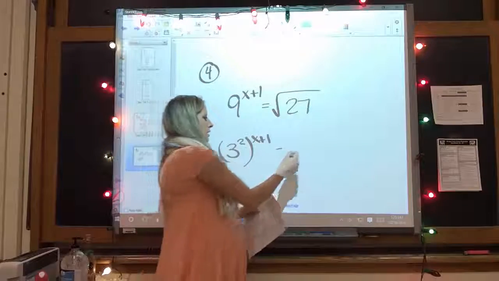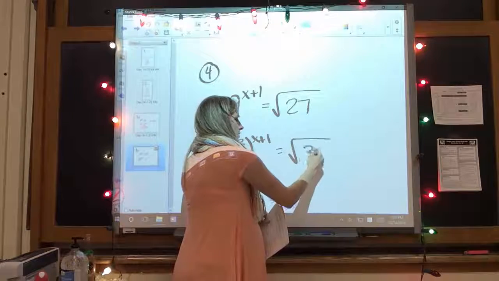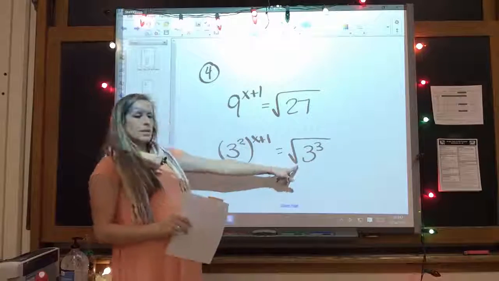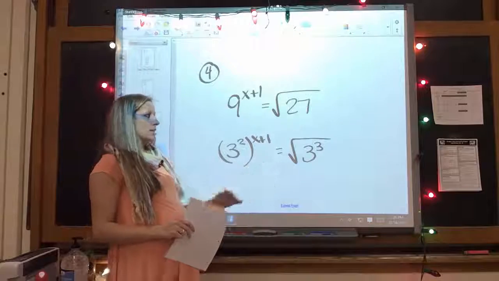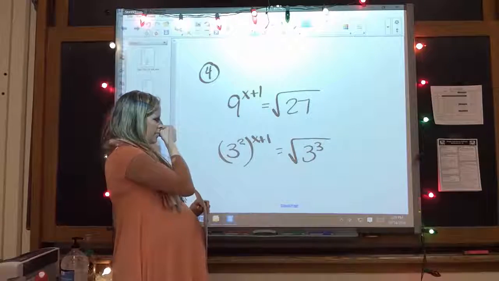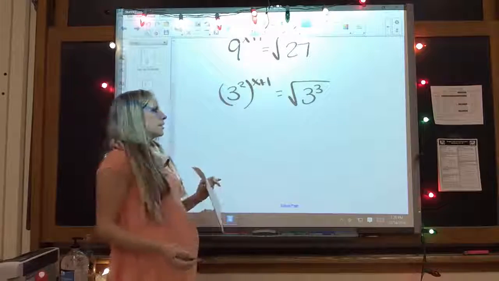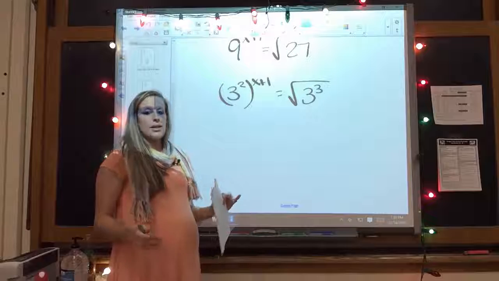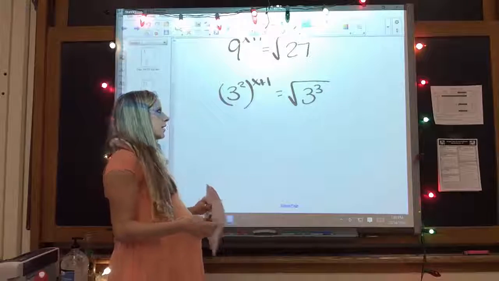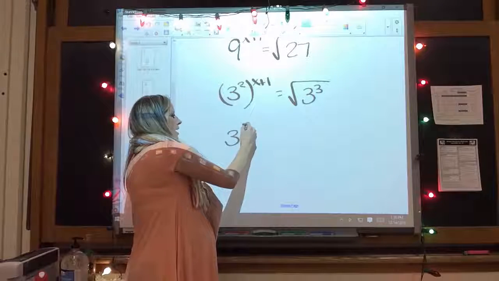27 is 3 cubed. And for now, I'm going to leave it under the square root. I'm going to take it one step at a time so you know kind of what I'm doing. All right, so we have the same base. Now we need to condense it, simplify it. So power to a power, I'm going to multiply those together.